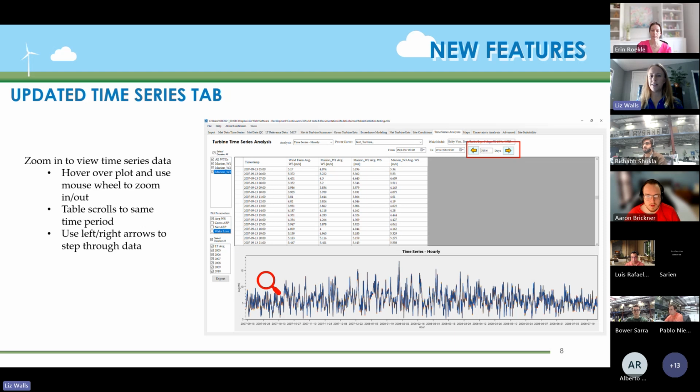Furthermore, you can now zoom in to these time series data. You just hover over the plot and use your mouse wheel to zoom in and out. When you do that, the table will scroll to that same time period that you're looking at. So you can zoom in and really hone in on an area that you might be interested in for whatever reason. And the data will scroll to the same value so you can take a closer look at the data. You can also use these left-right arrows at the top to march forward or backward through the data, again, to take a closer look at what the simulated estimated time series values are.